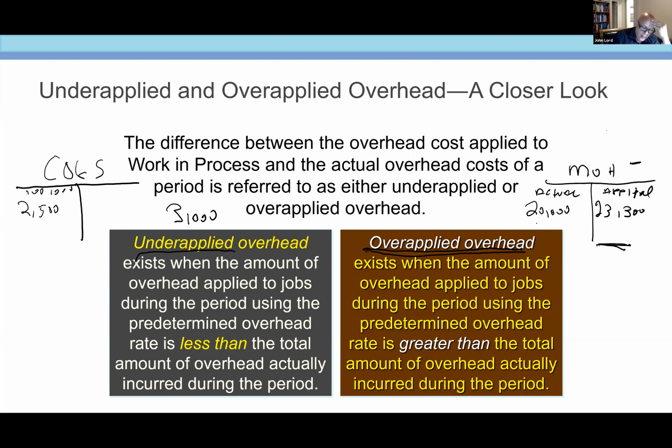23,300. To zero this out, I'm going to debit it now. What? 3,300. And I got to credit something, don't I? And in this class, we'll always take that under or over applied amount where? To cost of goods sold, because I did what? I applied too much. That's all right.